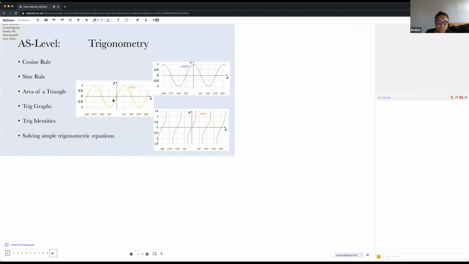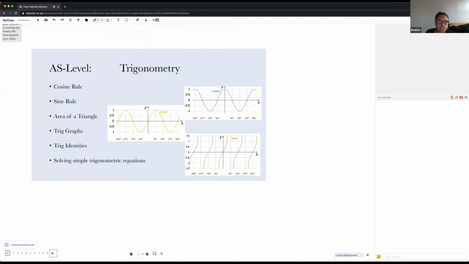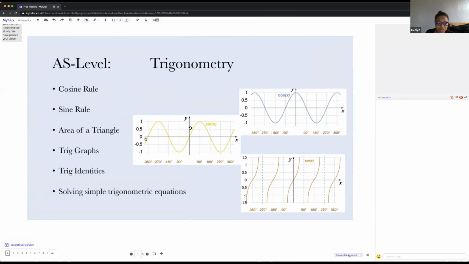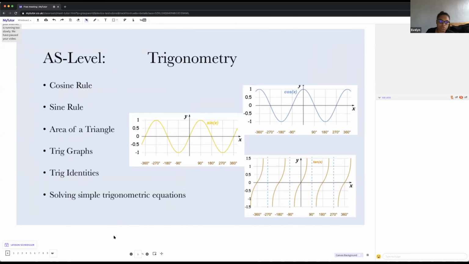Right. AS level trigonometry, have some topics here. These are the topics which are included in AS level trigonometry. Cosine rule, we already know what that is. Sine rule, we've gone through that as well. Area of a triangle, we just did that. Trig graphs, you've seen trigonometric graphs before. Trig identities, which might be a little bit new to you, and solving simple trigonometric equations.